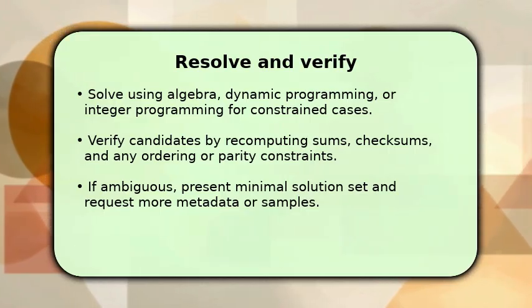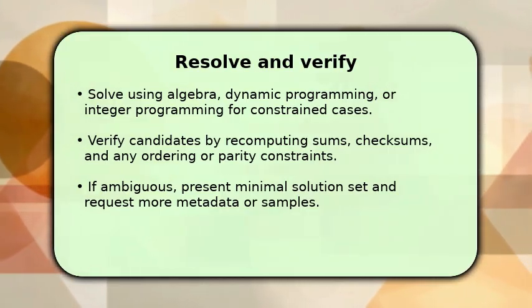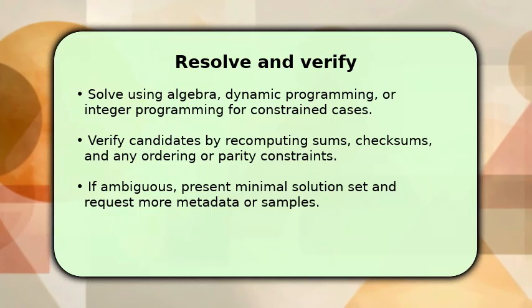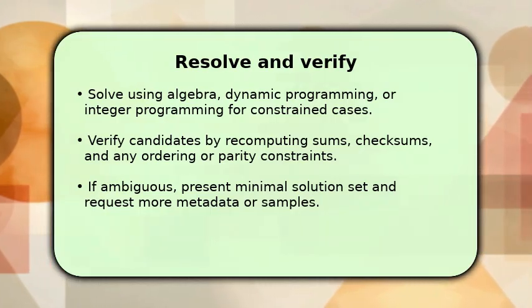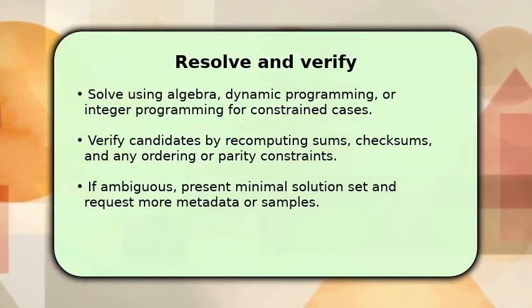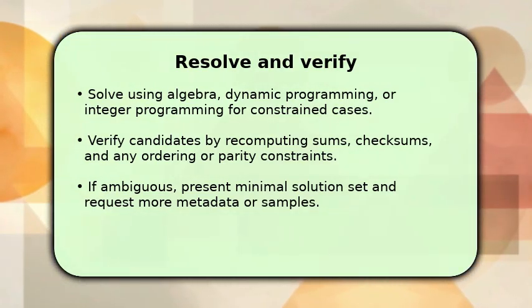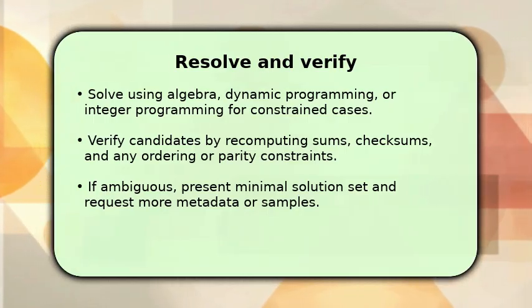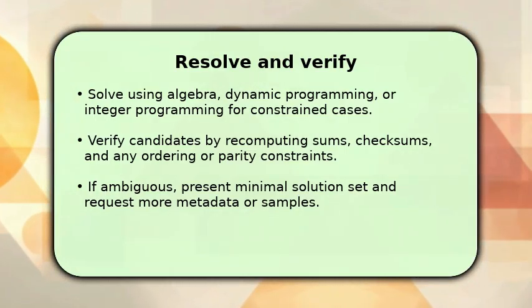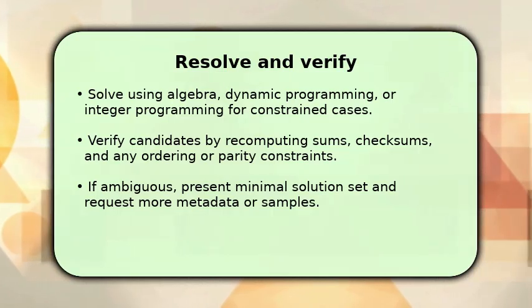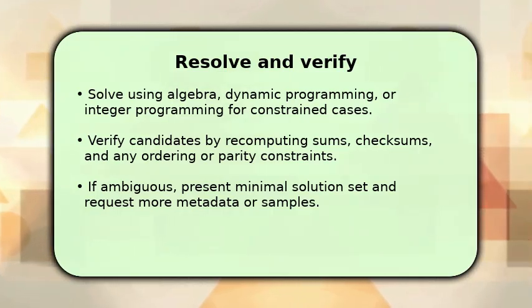This eliminates false positives. If multiple solutions remain, rank them by likelihood using ranges or frequency information and report the minimal solution set. If nothing fits, double-check inputs and seek extra metadata like a checksum or sample entries. That single extra constraint often resolves it.